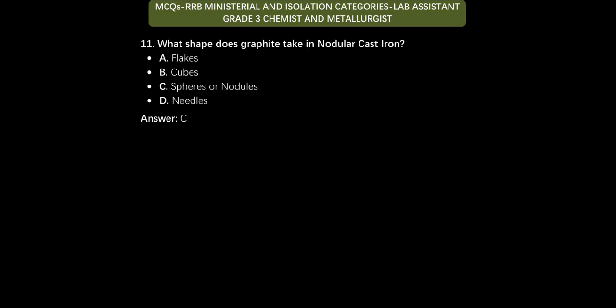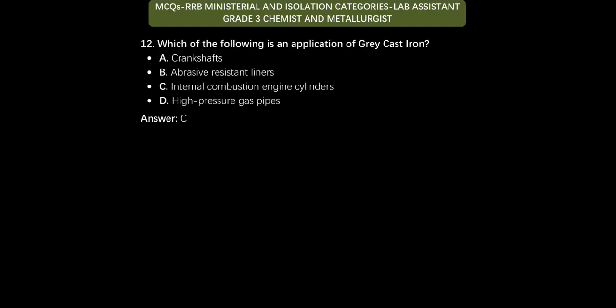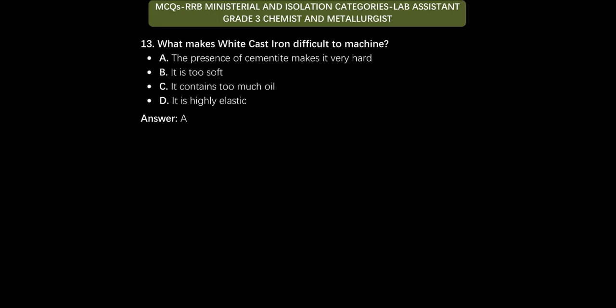What shape does graphite take in nodular cast iron? Option C, spheres or nodules. Which of the following is an application of grey cast iron? Option C, internal combustion engine cylinders. What makes white cast iron difficult to machine? Option A, the presence of cementite makes it very hard.